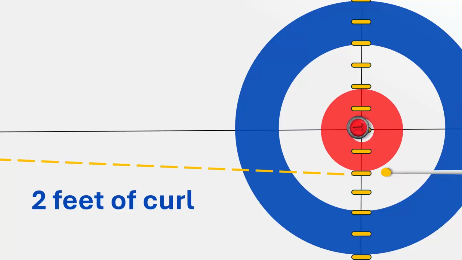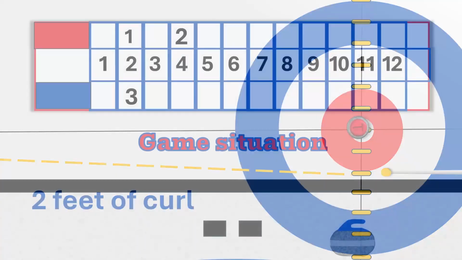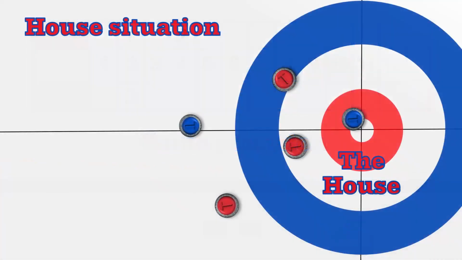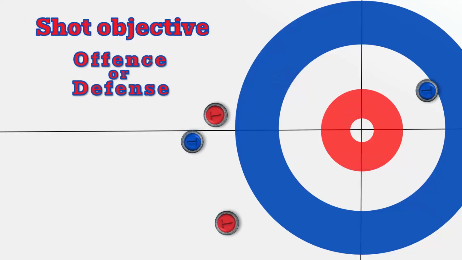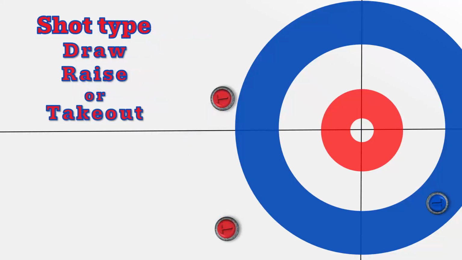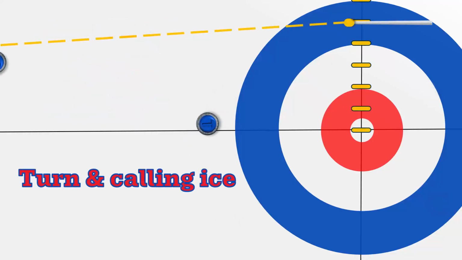Let's review the process one last time. The first step is to think about the game situation. The second step is to evaluate the rock locations in the house, and how they may or may not influence shot selection. The third step is to decide the basic goal of the shot to be called. The fourth step is to decide the shot type to achieve the goal. The fifth is determining the turn and amount of ice required to make the shot. By using this simple 5-step process, you can be effective at skipping and more fully enjoy playing the stick game.